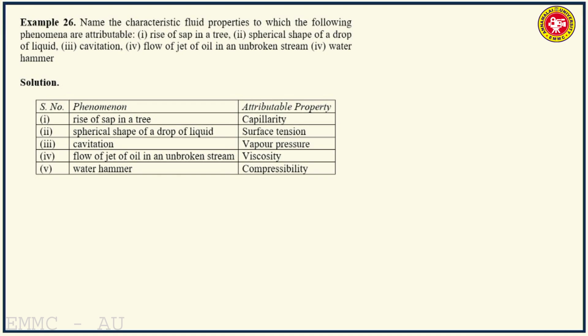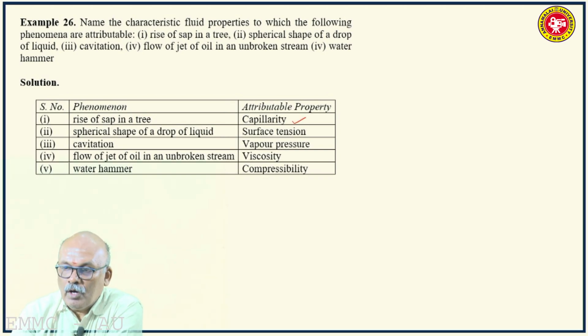So this is another problem. Name the characteristic fluid properties to which the following phenomena are attributable: rise of sap in a tree, spherical shape of a drop of liquid, cavitation, flow of jet of oil in an unbroken stream, water hammer. So rise of sap in a tree is due to capillarity, the attributable property for rise of sap. So the sap rises in the upward direction, right, through the tree, that is due to capillarity.